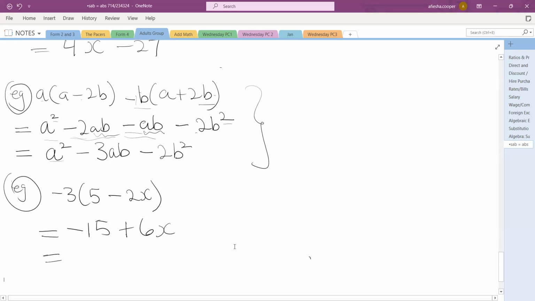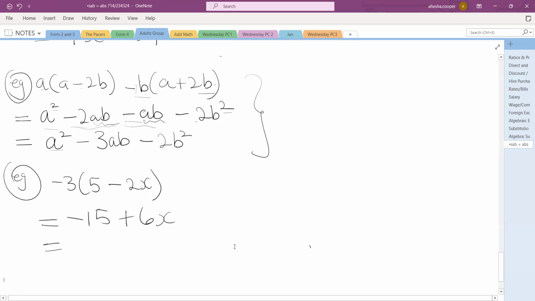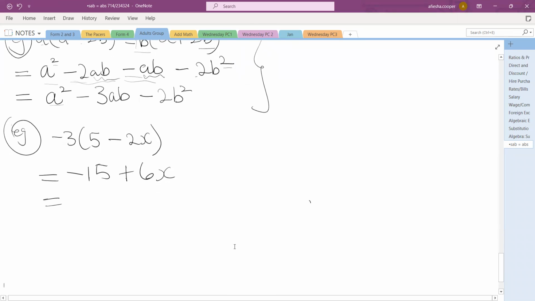So we sum up our -2AB minus AB. Remember, we are adding or subtracting variables, so we do not change the variables. We do not add the powers. We add the coefficients, which will give us -3AB, and we put back our A squared and our -2B squared.